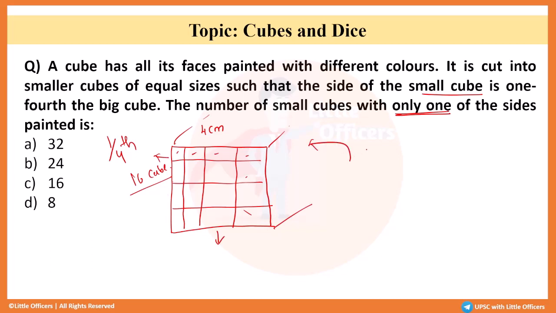This is how the cube looks, right? Now what is the question saying? After cutting into the smaller pieces, we need to find only those smaller cubes which have only one side painted.